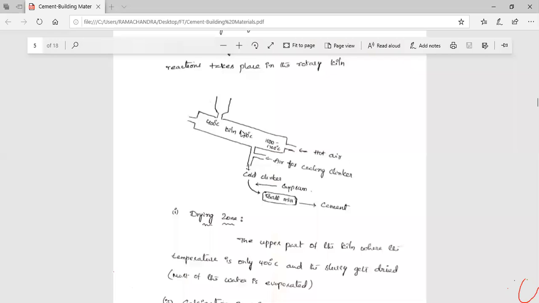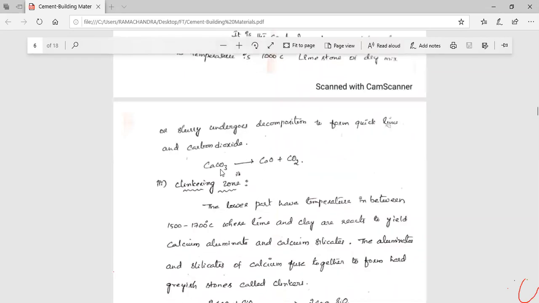Here in the center of the kiln, the slurry or dry components undergo decomposition and form quick lime and carbon dioxide. That is, calcium carbonate undergoes decomposition to form calcium oxide and carbon dioxide. So let's see the equation. Here calcium carbonate undergoes decomposition at 1000 degrees Celsius, and at the center part of the kiln we get calcium oxide and carbon dioxide.